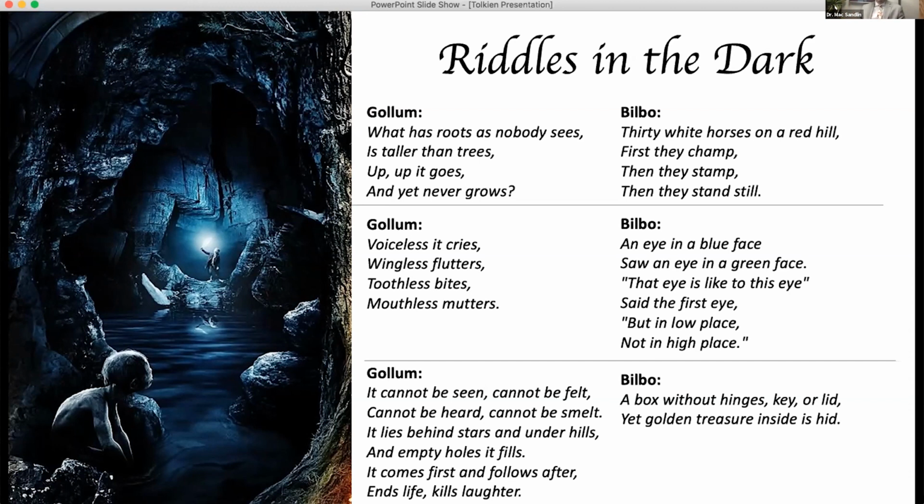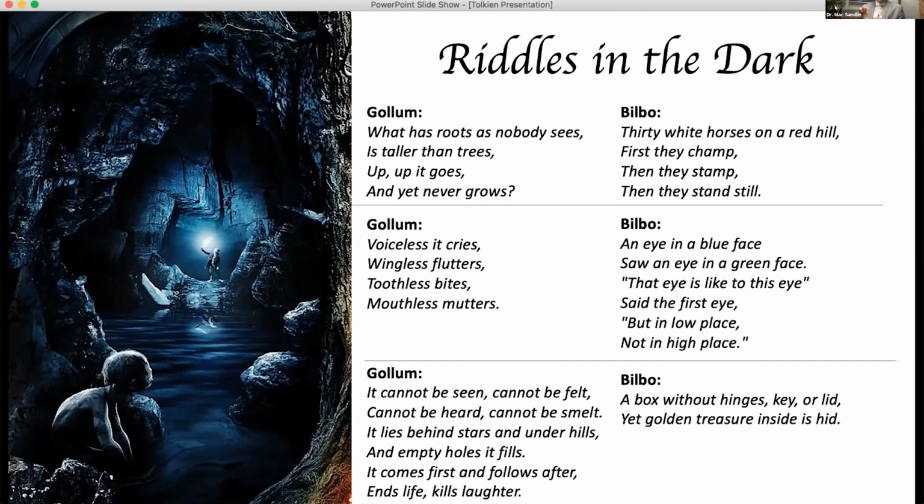The white horses are our white teeth, a red hill, the gums, they champ, they stamp, they stand still when you're finished chewing. Go back to Gollum, his next riddle, the one that I said is adapted from an Anglo-Saxon riddle. Voiceless it cries, wingless flutters, toothless bites, mouthless mutters. The answer, of course, is the wind.